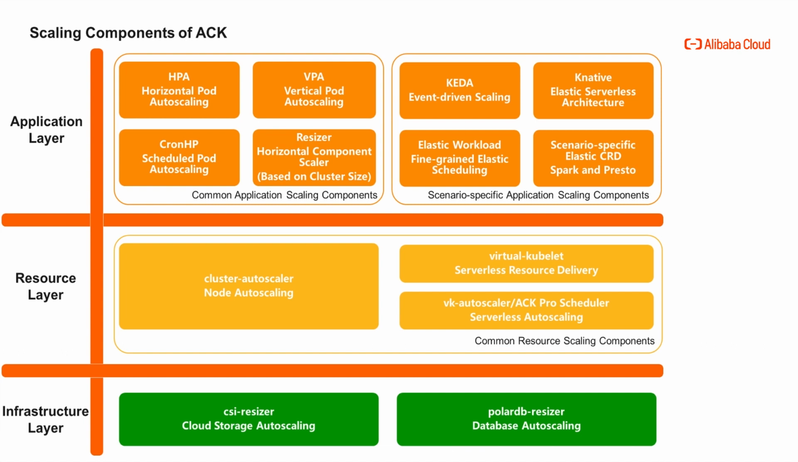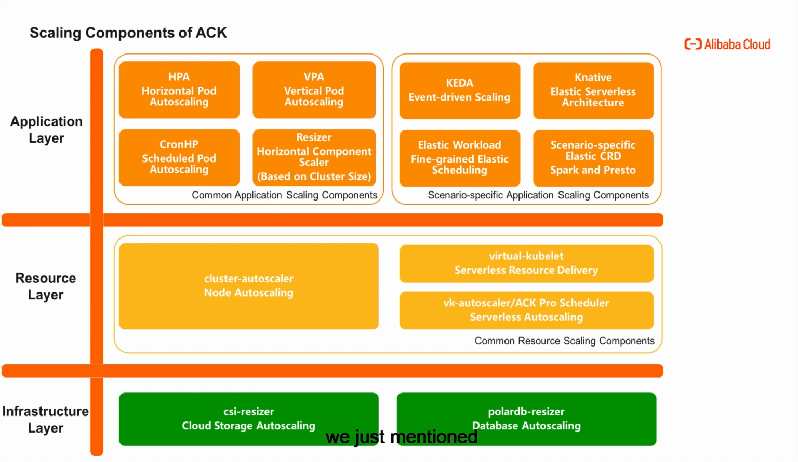At the resource layer we just mentioned, resources can be scaled into 2 modes, node and nodeless. For the node mode, cluster autoscaler is applied. For the nodeless mode, virtual kubelet and VK autoscaler are applied. For K8s clusters whose version is 1.2.0 or later, ACK Pro Scheduler is provided instead of VK autoscaler.